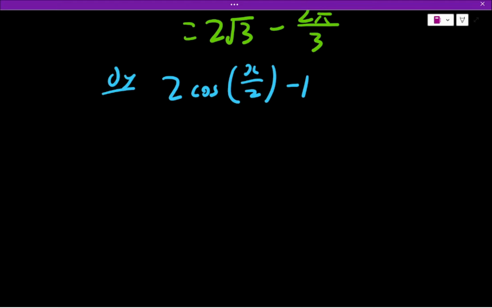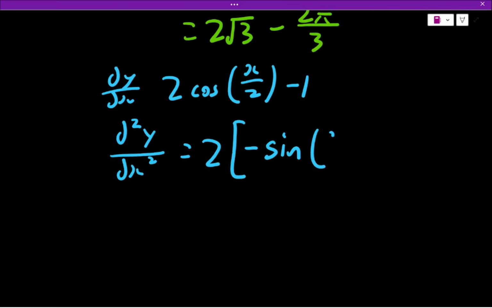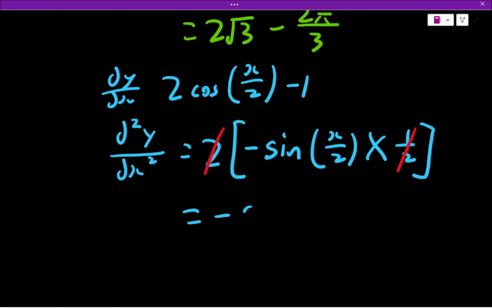This is dy/dx. If you want to use the second derivative test to check if it's a maximum point, we differentiate it. This constant is just going to be 0, so we don't really need to care. The derivative of cosine is negative sine of x over 2. Don't forget the chain rule: times the derivative of the inner function, so that's half. Notice that this and that will cancel. So essentially what you get is negative sine of x over 2.